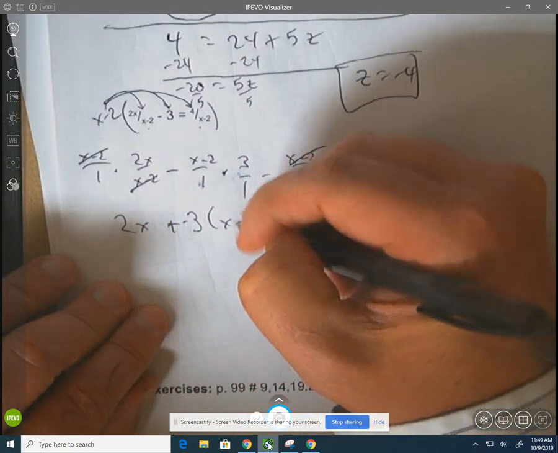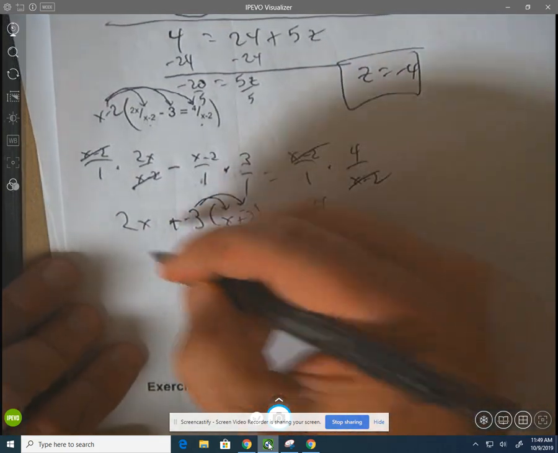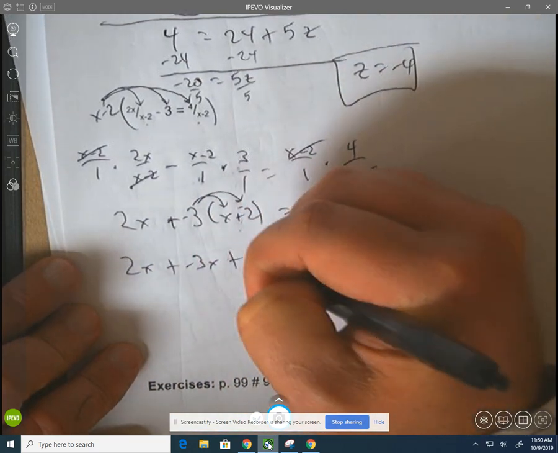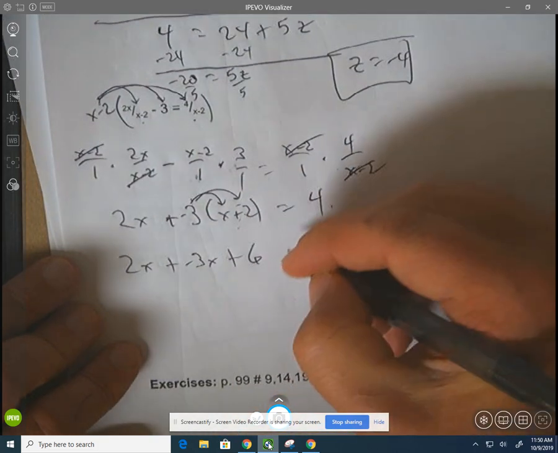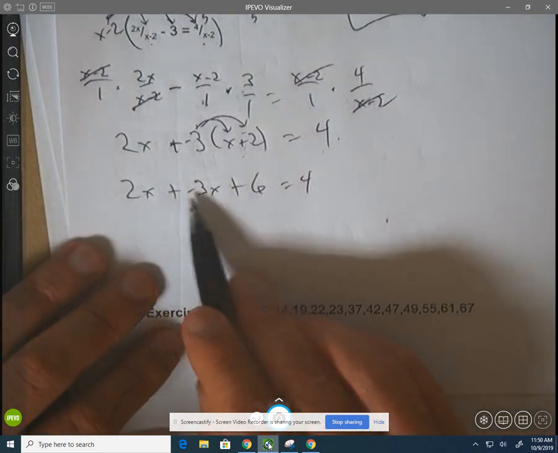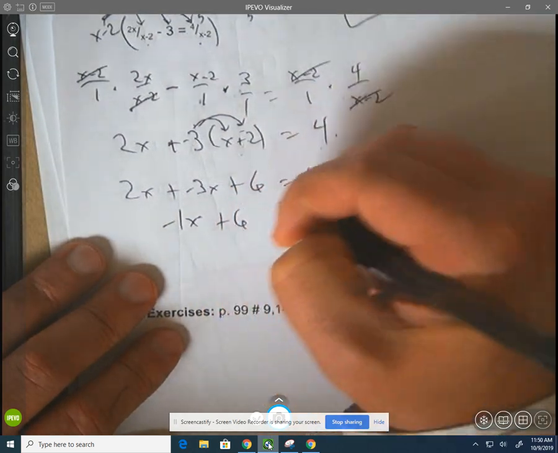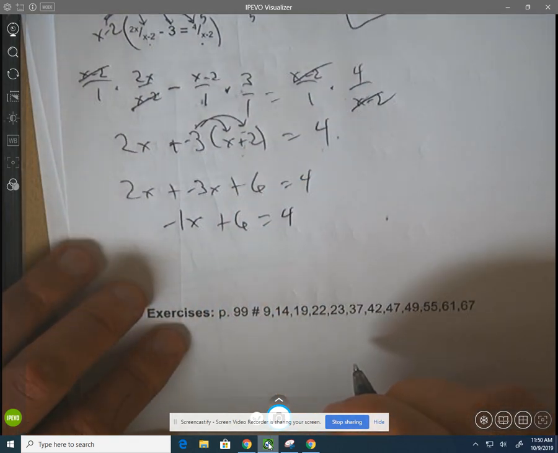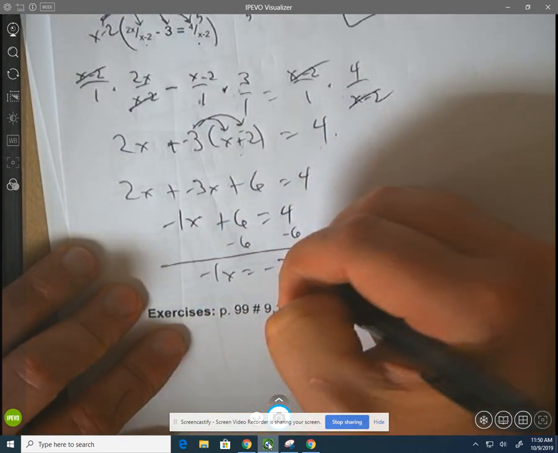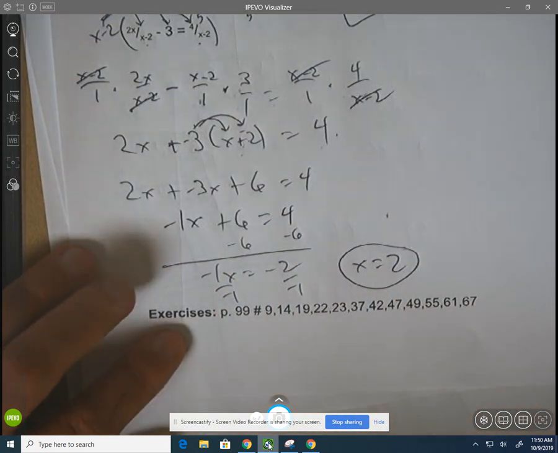Now again, I'm going to look at this as a negative 3. I'm going to look at this as a negative 2. We've got distributive property going on here, so here we go. 2x plus negative 3x plus positive 6, negative 3 times negative 2, equals 4. Before I start moving stuff, I've got some like terms here. All right, 2x and negative 3x is negative 1x plus 6 equals 4. Two-step equation. Subtract 6 on both sides. I get negative 1x equals negative 2. Divide by negative 1 on both sides, and I get a solution of x equals 2.